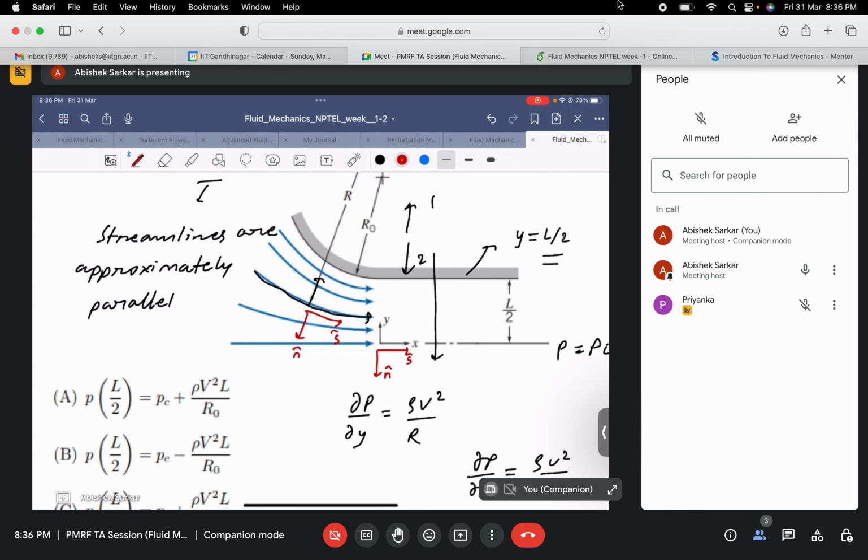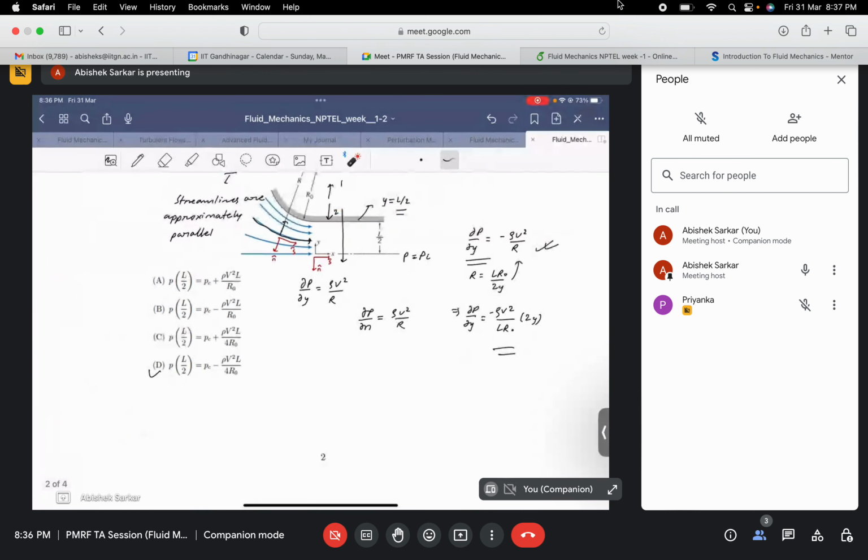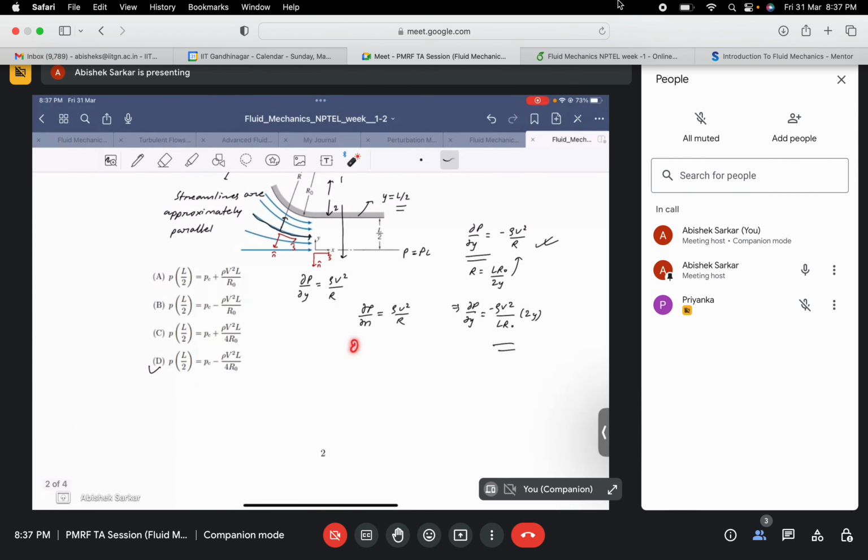Yes, sir. So keeping that in mind, how do you see the normal vector to the streamline vary with respect to the y coordinate? Directly opposite? Negative y. Yes. So this would basically mean that if I consider this equation now, del p by del n would basically give me minus del p by del y. Is it correct?